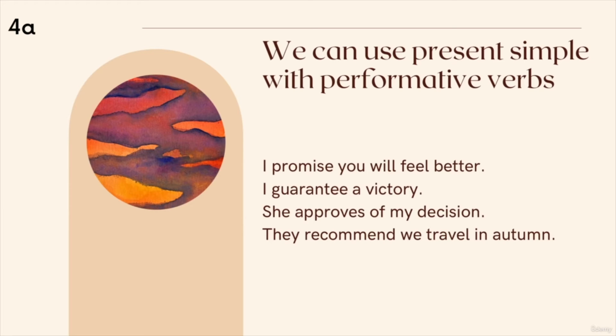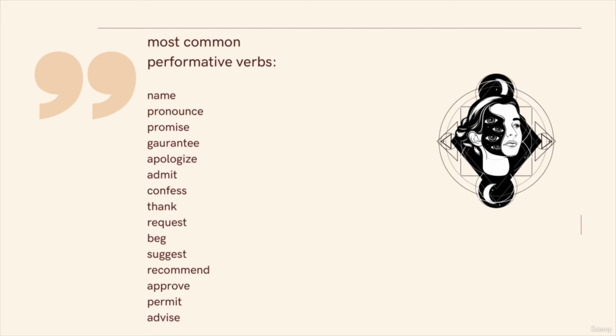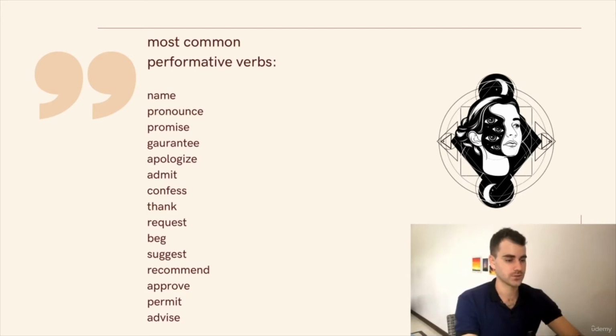So it's like, I am promising you will feel better. But we don't use present continuous because promise is a performative verb. We use I promise you will feel better. Like I said, that's kind of a lot to remember. But if you simply remember the list of performative verbs, which I showed you, and remember to use present simple with them, I think you'll be okay.